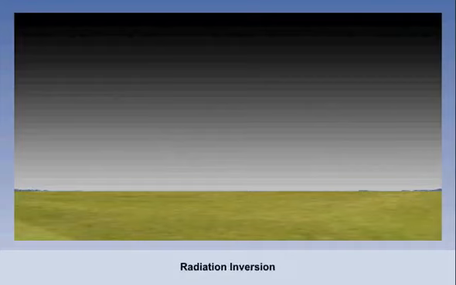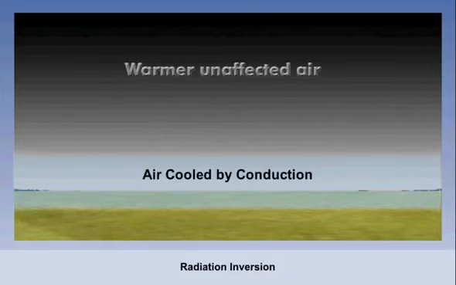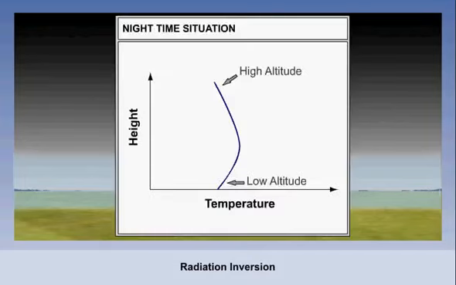An inversion would typically form at the Earth's surface on a still, clear night in winter, when the ground temperature falls quickly and the air immediately above it cools by conduction. Here's the temperature height graph again.